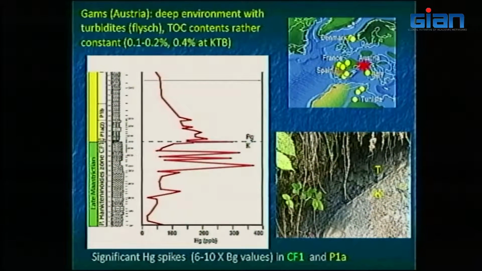Okay, after that, we can go to Austria. So we are traveling a lot this afternoon. Austria is here, was here during the Maastrichtian. You have Spain, France, and Austria. The Austria section is a bit different. Well, this is quite deep with a small turbidite.